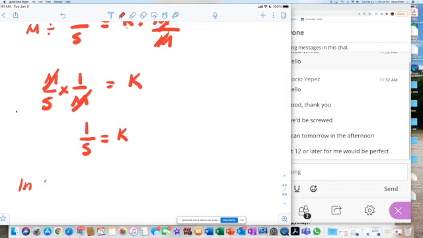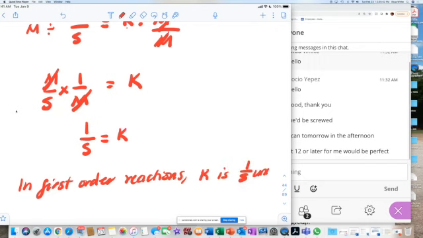So in first order reactions, K has the unit 1 over second.